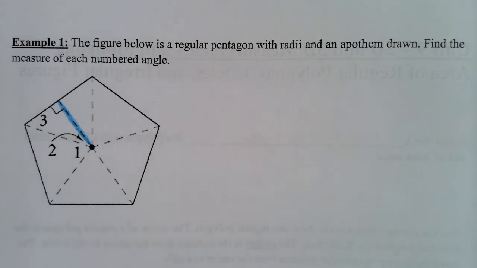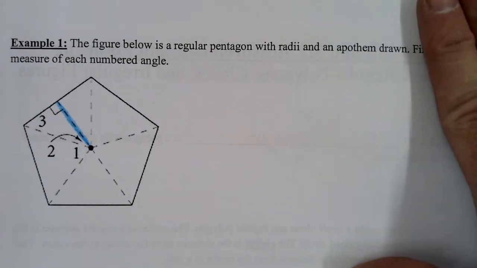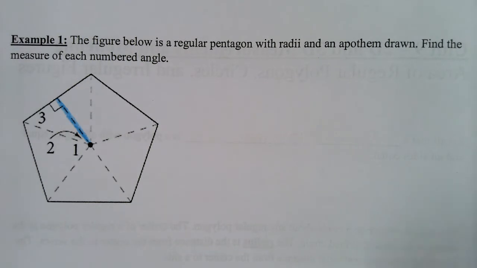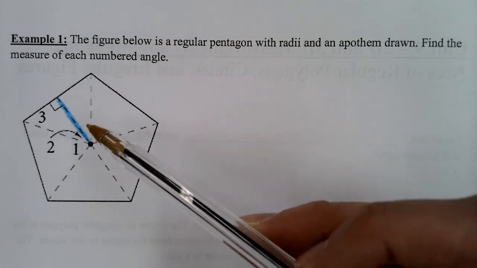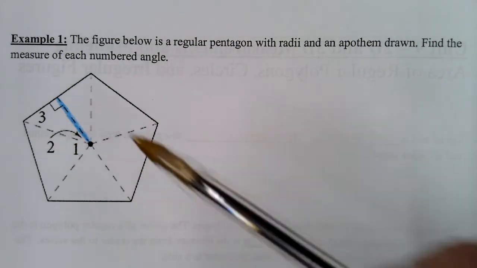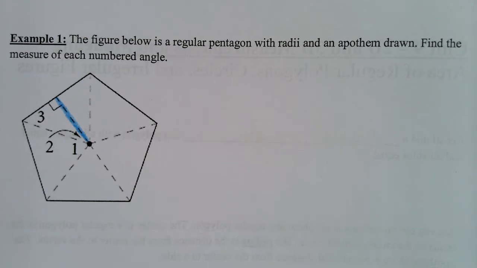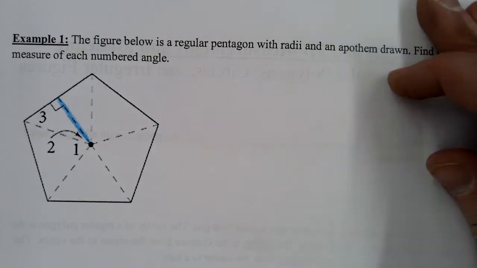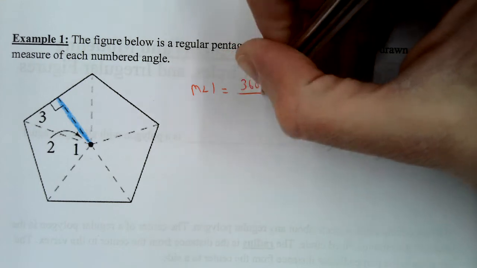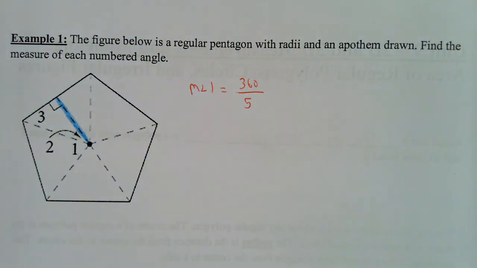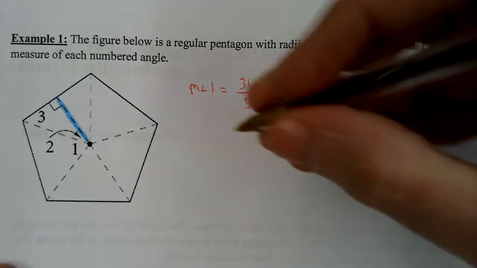Find the measure of each numbered angle. So it's a pentagon, so that means there's 5 sides. So it means there's 5 central angles, okay? 1, 2, 3, 4. And this 5th one is cut in half by the apothem, okay? But there's 5 central angles. So measure of angle 1 is a central angle. So I'm going to say that the measure of angle 1 equals 360 divided by 5 because there's 5 central angles. So the measure of angle 1 equals 72 degrees.